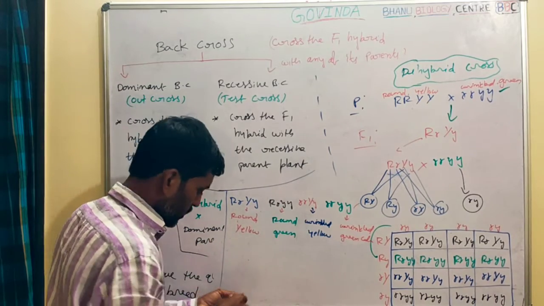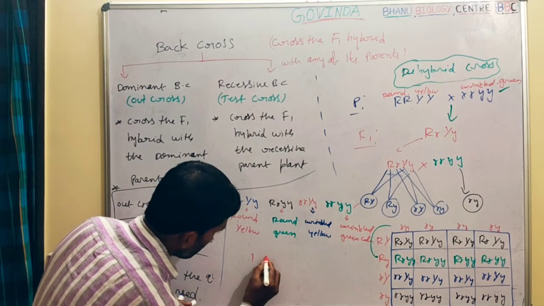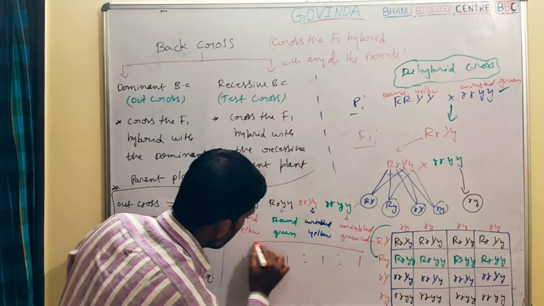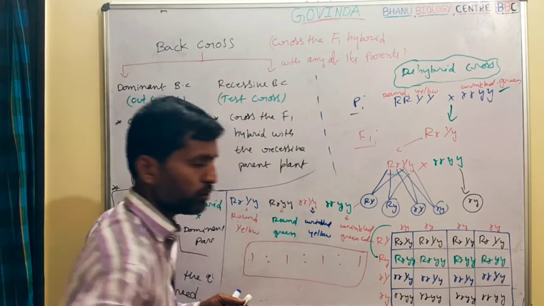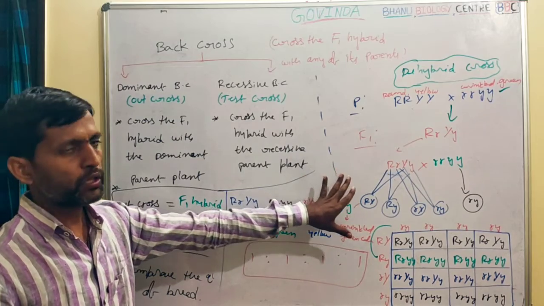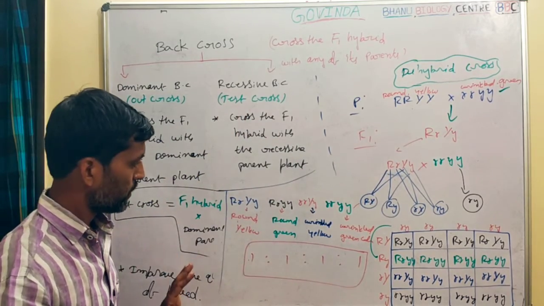Occurrence of this result is in the ratio of 1:1:1:1. So this is the ratio we obtained in the F2 generation by the test cross technique, right?